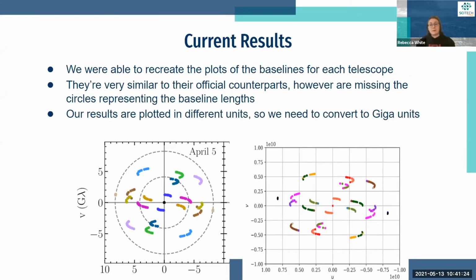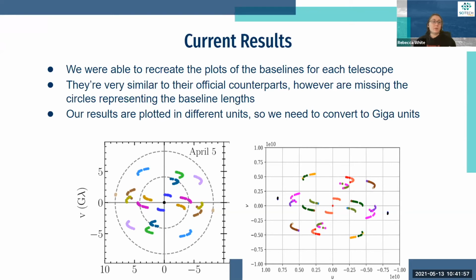So we were able to recreate some of the plots that are based on the baselines of each telescope. And this is important because this basically tells us where it's looking in the sky and what it's sensing everywhere. So they're very similar to their original counterparts. The original counterpart is on the left side and our data is on the right side. And we've done this for April 5th, 6th, 7th, 8th, 9th, and 10th, which are all the dates that we have data for. This is from back in 2017, which is why it's public data now.